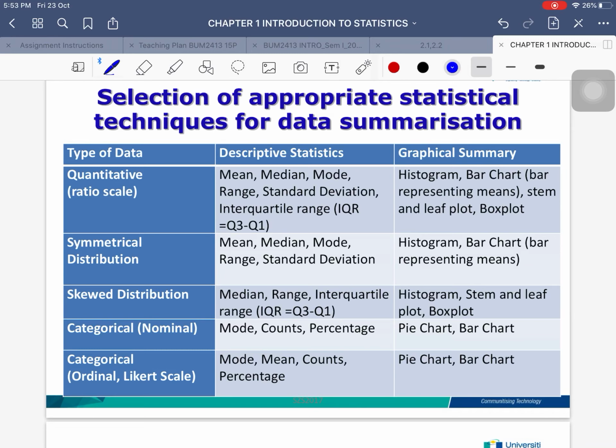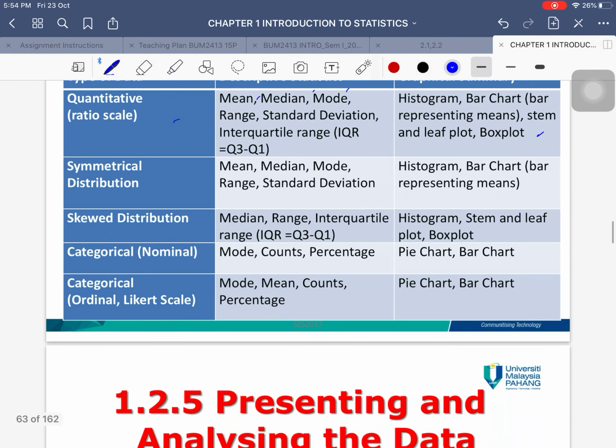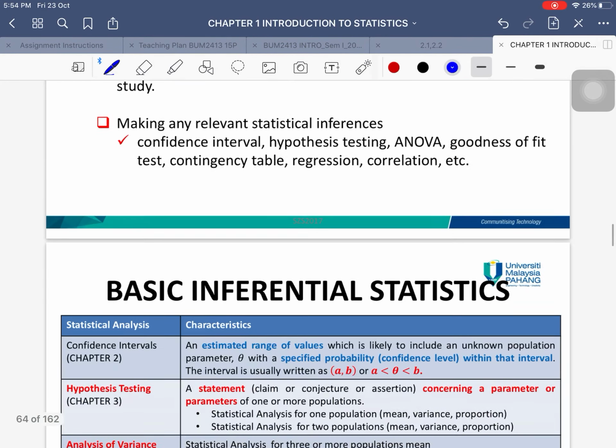Yeah, this is about matching your type of data to the best way to summarize it. So you might want to use this when you do your assignment later. When you have quantitative data and you want to describe it in one number, you could use the mean, median, or mode. This is what we're going to discuss in the next subtopic. For graphical summary, you could use a histogram, bar chart, and so on. If you have a symmetrical distribution, symmetrical meaning the bell shape distribution, you could either use all these numbers or represent them as a histogram or bar chart and so on.